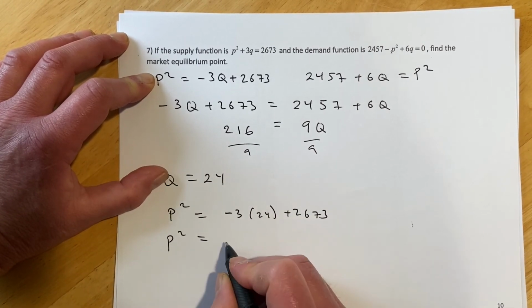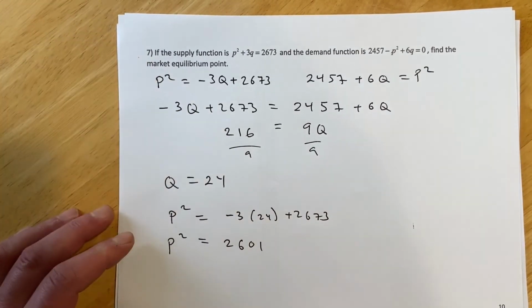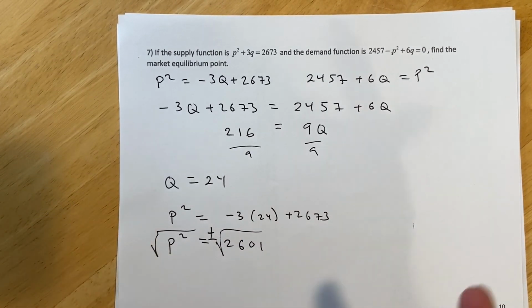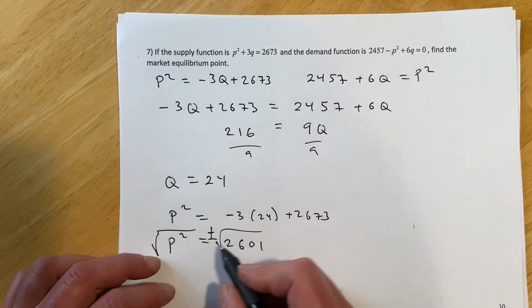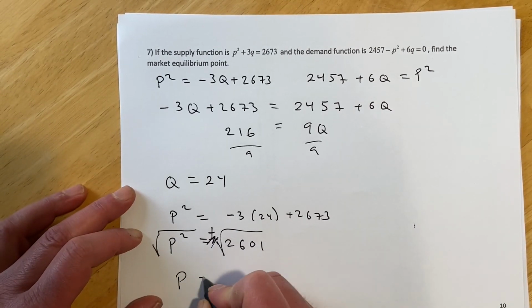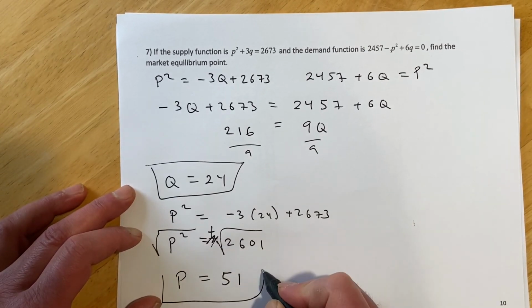So P squared equals 2601. Generally when you root both sides of something, you need to do plus or minus because there's two solutions. In this case, we don't want a negative price, so we only have to worry about the positive root. And for this example, that comes out to be 51. So our Q and our P.